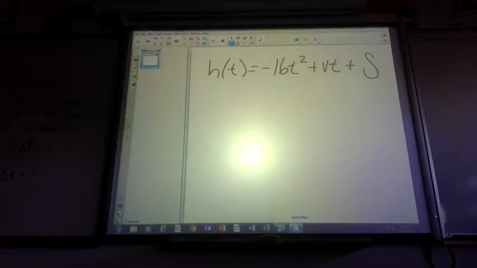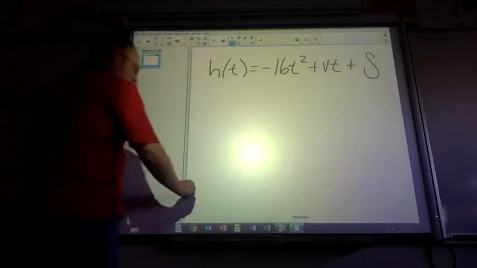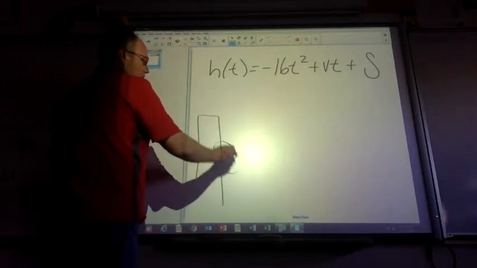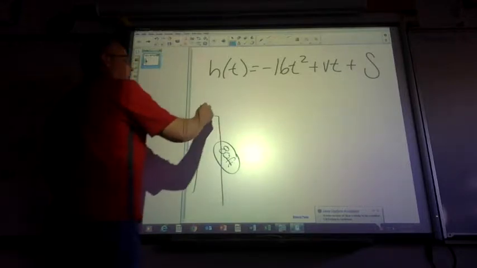So let's figure out what this whole adventure has for us. It says a rocket is launched from an 80-foot tower with an initial upward velocity. Okay, so you have this building, a tower, that happens to be 80 feet tall. Now, that 80 feet is our starting point. That's our S. Okay? If you're starting from a higher object and it's going to get to a lower object, your S value is going to be positive.